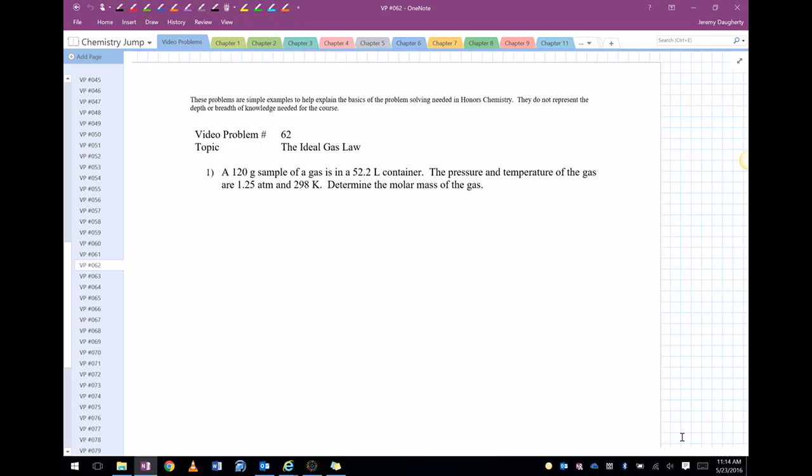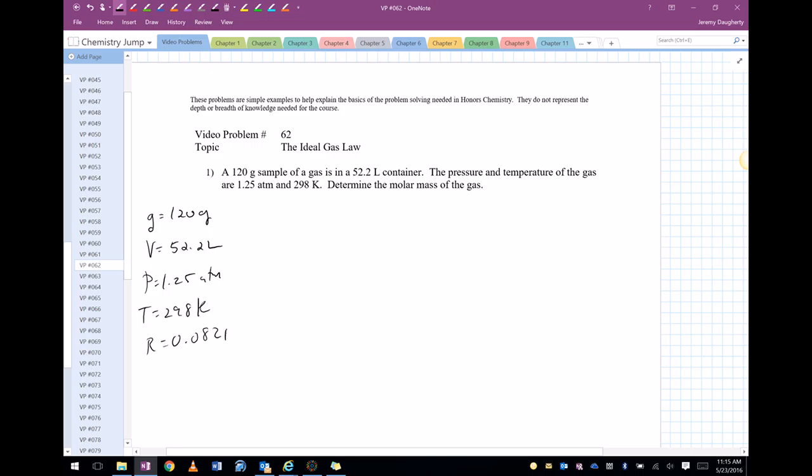So we're going to do this a couple different ways. The first way we're going to do it, let's go and write down everything that I have here. I've got the mass equal to 120 grams. I've got a volume of 52.2 liters. The pressure is 1.25 atmospheres. The temperature is 298 Kelvin. And then we always know R, that's 0.0821.